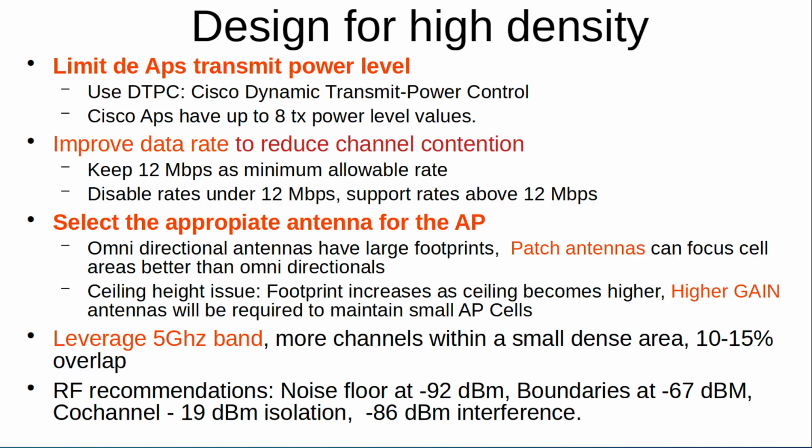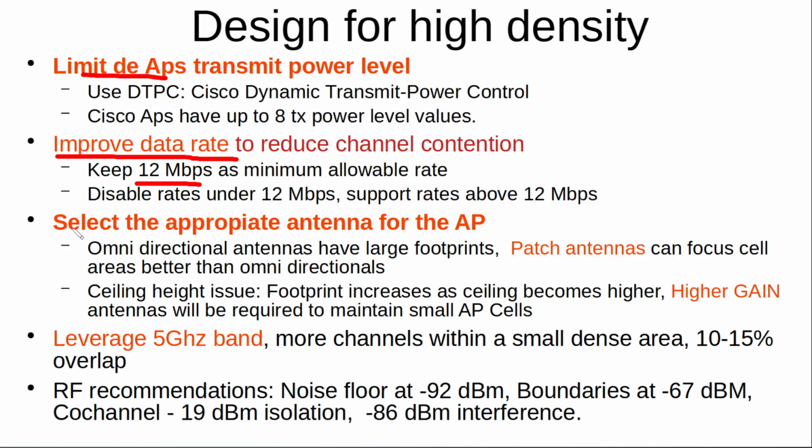So in order to design for high density, you must limit the access point transmit power levels. You can use Cisco dynamic transmit power control. And remember that Cisco access points have up to 8 transmission power level values. You must improve the data rate. Keep 12 megabits per second as the minimum allowable rate, disable rates under it, and support rates above it.